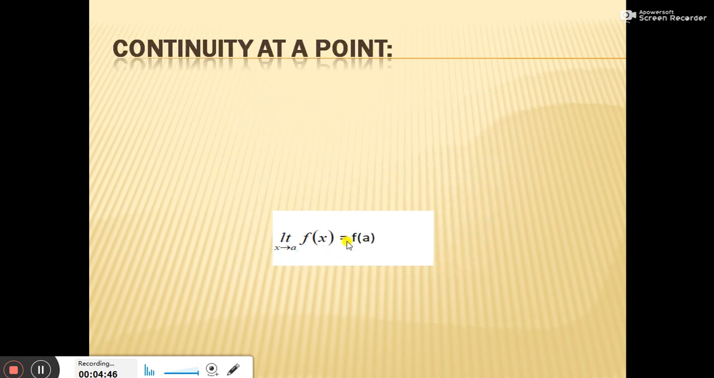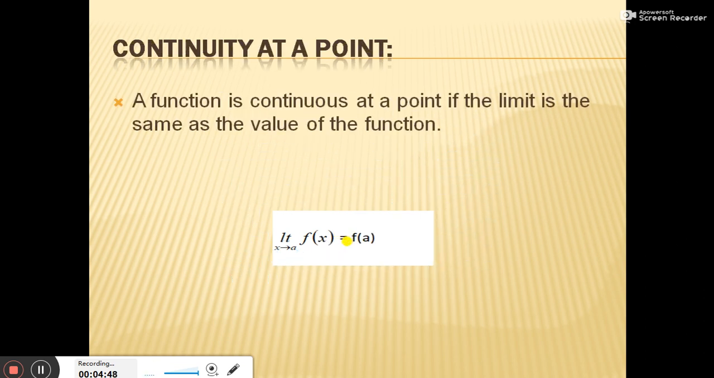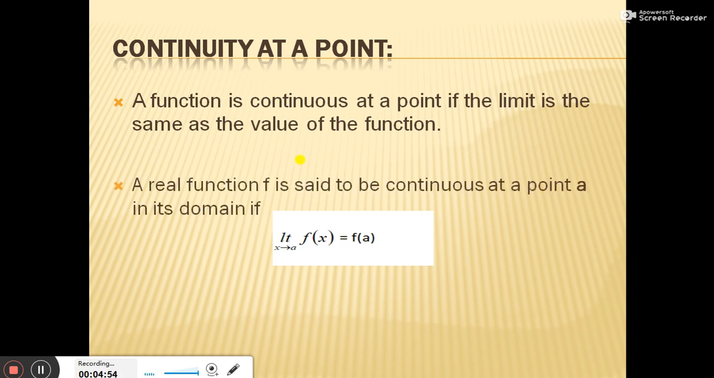And now continuity at a point. That means a function is continuous if the limit is the same as the value of the function. A real function f is said to be continuous at a point a in its domain if the limit as x tends to a of f(x) is equal to f(a). That is the most important part of continuity.